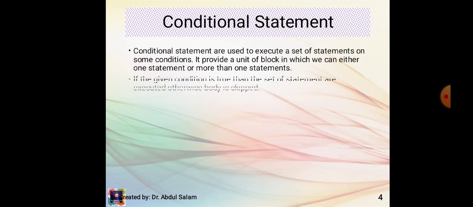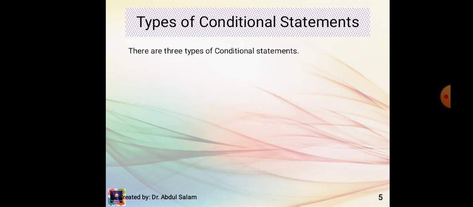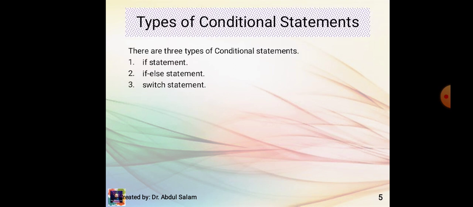Firstly, conditional statement. Conditional statements are used to execute a set of statements on some conditions. It provides a unit of block in which we can have either one statement or more than one statement. If the given condition is true, then the set of statements is executed, otherwise the body is skipped. Types of conditional statement: there are three types of conditional statements: if statement, if else statement, and switch statement.